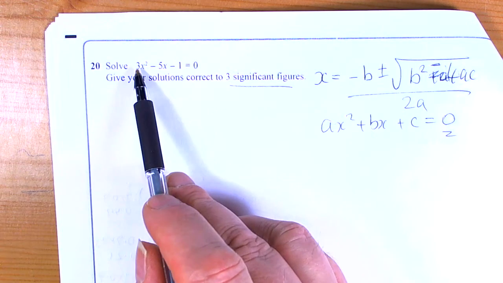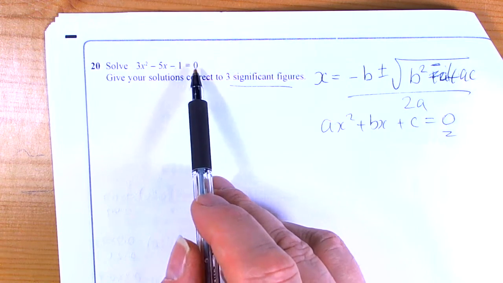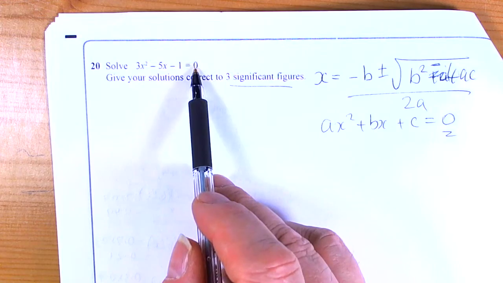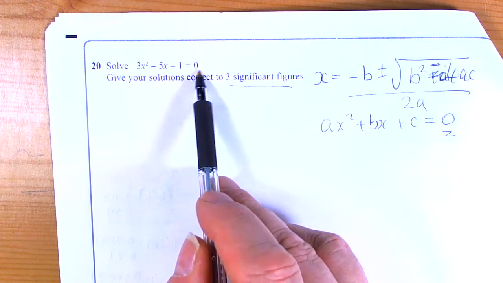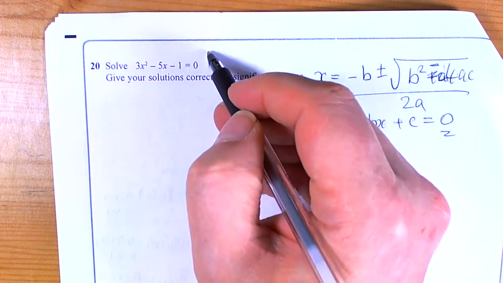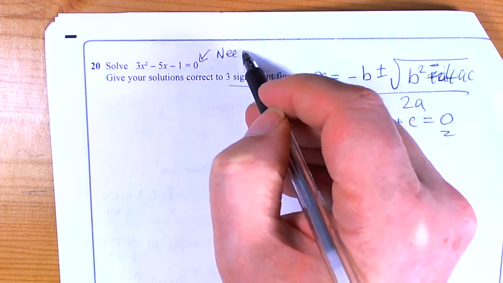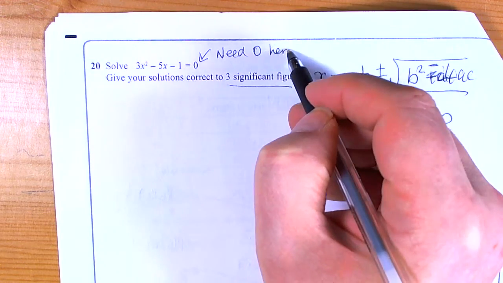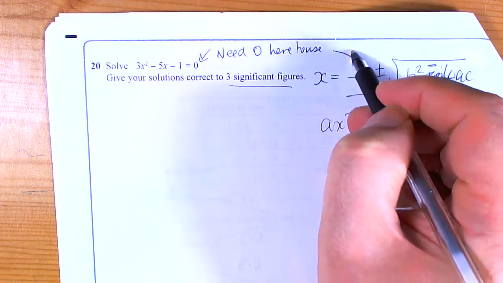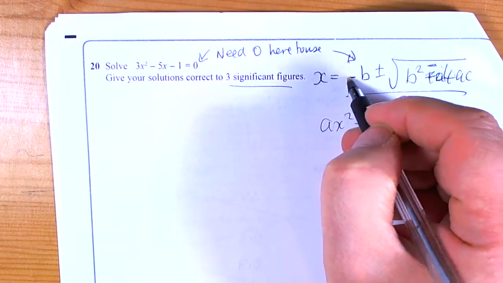They might say something like 3x squared take away 5x equals 1, and you've got to realise to move the 1 to the other side to leave yourself with 0 here. We need 0 on the right hand side, so we need 0 here to use that. It's really important.